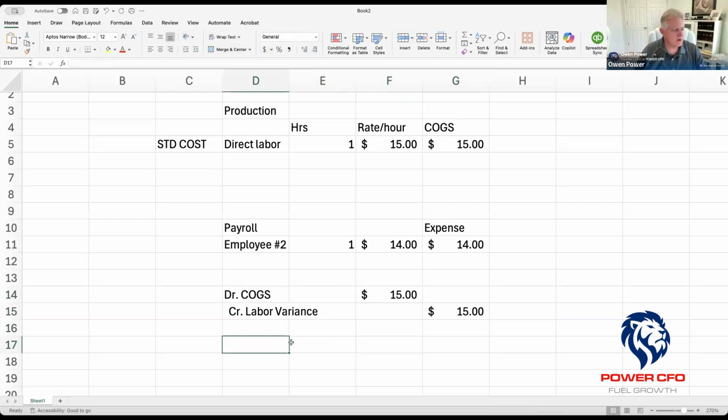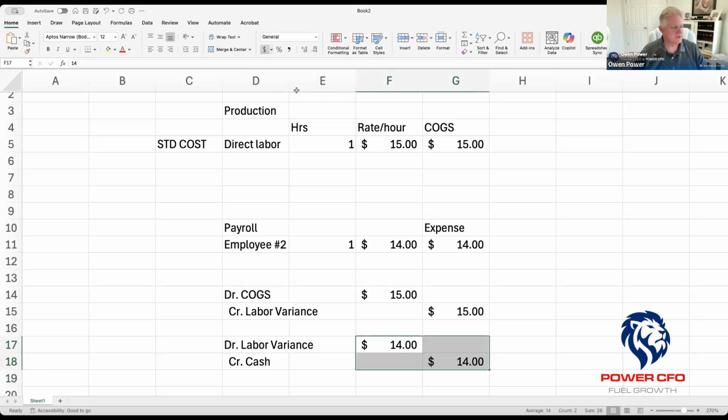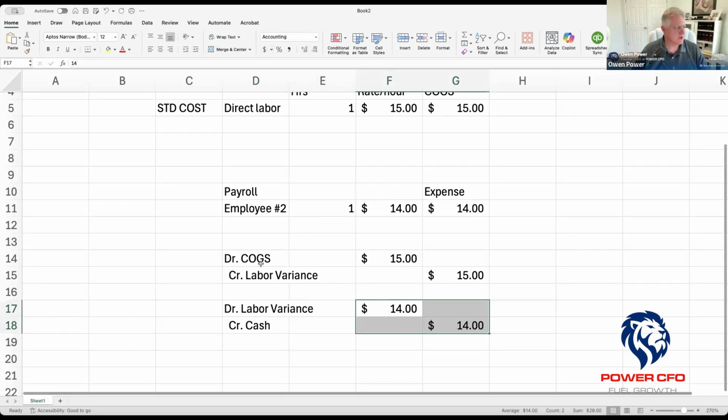Then when we run our payroll, the payroll system should be doing, the way we've set it up for accounting purposes, the payroll entry should be debiting labor variance with what we pay, so $14. And of course, it comes out of our bank account, right? So it comes out of cash. And so that's a credit out of cash. So these are the two entries that the system would do automatically.